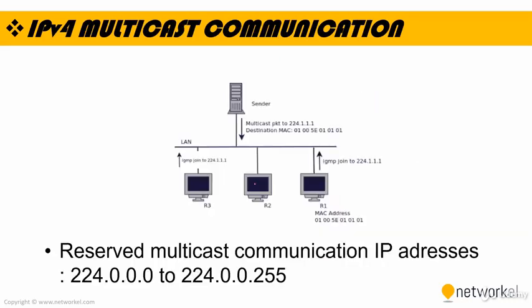If I want to send a multicast to the network that I'm in, the reserved multicast communication IP addresses are 224.0.0.0 to 224.0.0.255. I need to send the packet to these IP addresses if I want to send a multicast to my network.